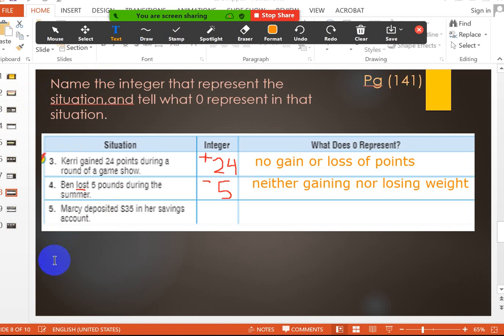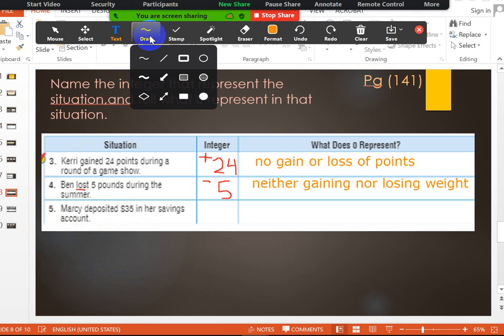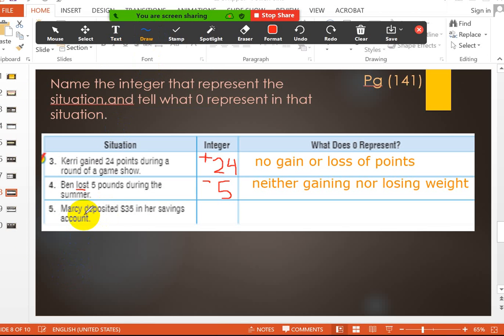Okay, now number 5. Marcy deposited 35 in her saving account. What is the meaning of deposited, girls? Deposited. That means the savings account in the bank increased 35 pounds. Increase, what does that mean?